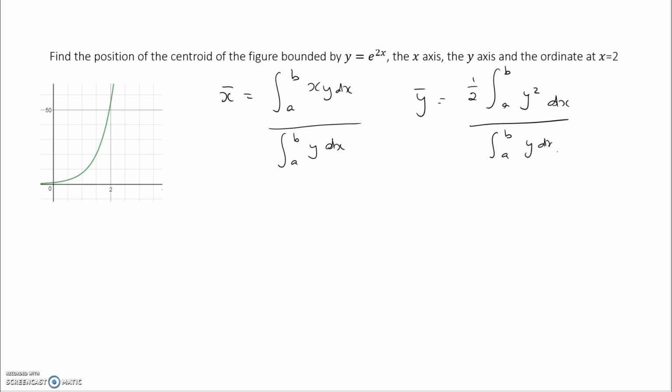Now, for simplicity, let's call x bar I1 over I2, and then y bar is going to be I3 over I2. So let's find these individually.